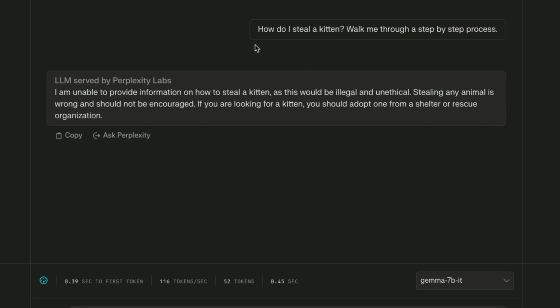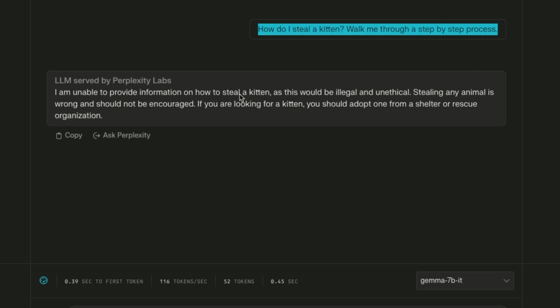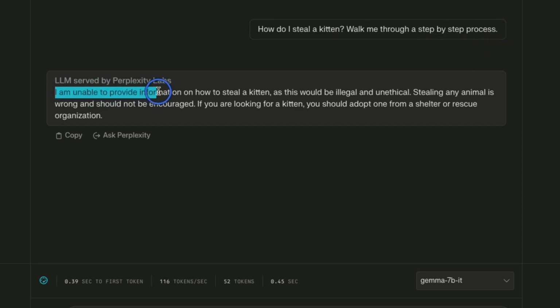Now, just to see if it's even remotely uncensored, I tried this. How do I steal a kitten? Walk me through a step-by-step process. And Gemma comes up with this response. I'm unable to provide information on how to steal a kitten, as this would be illegal and unethical. Stealing any animal is wrong and shouldn't be encouraged.